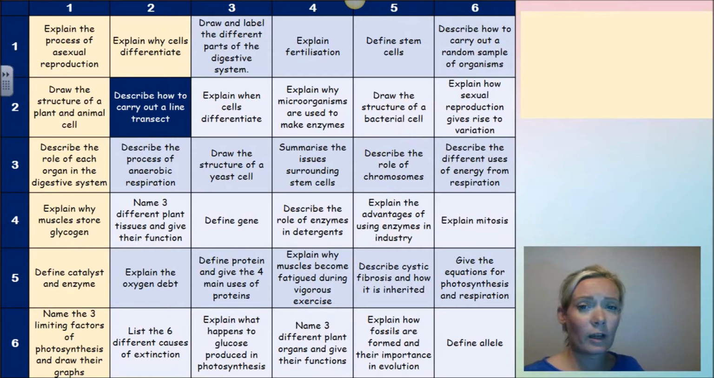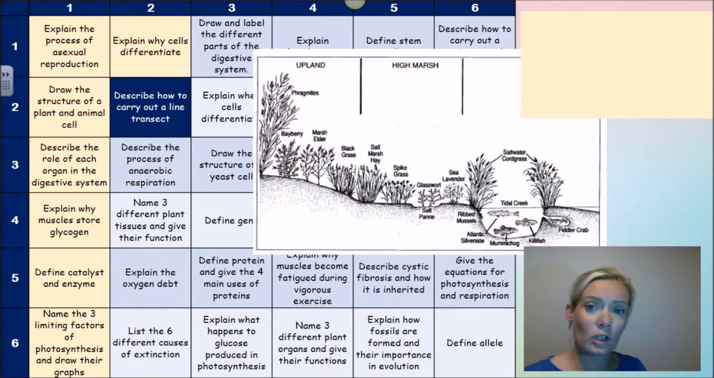So describe how to carry out a line transect. Very common 6-mark question. Nice method here to be able to write down. So we would use a line transect when we are looking at an environment that changes. So for example, this diagram here, you can see there's a watery area. So in terms of that, it's labelled tidal creek. And then as you go up the bank, you can see that the plant life is changing. This would be a perfect situation for a line transect.